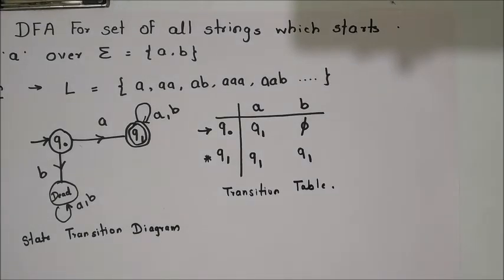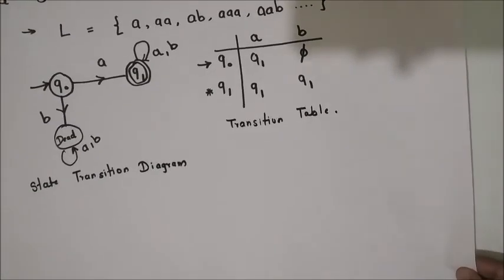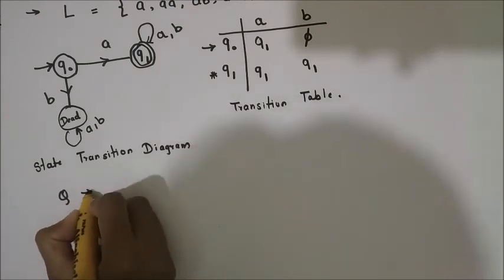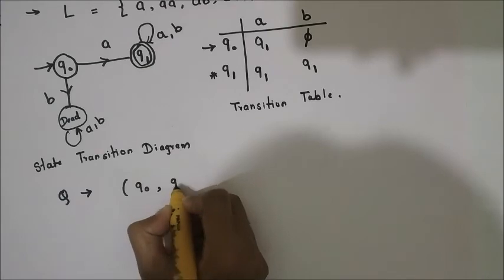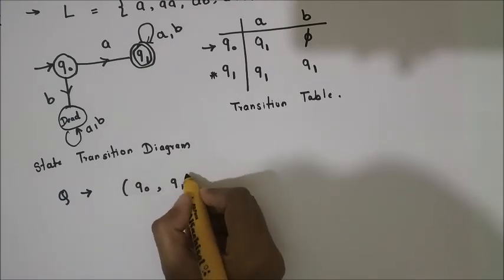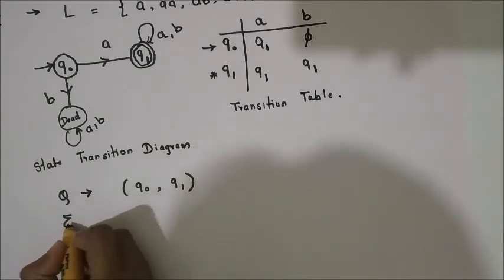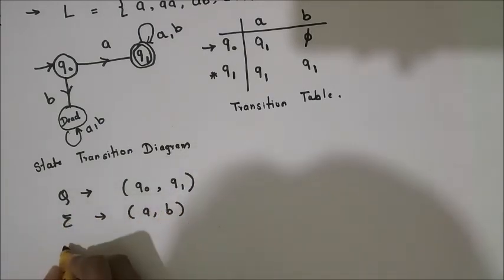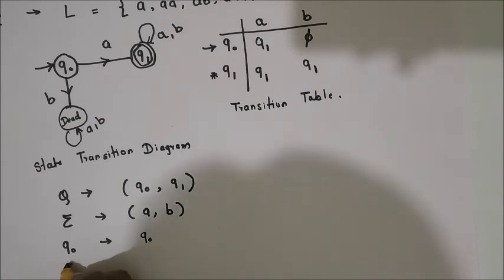So let's define this DFA using the 5 tuples. What are the 5 tuples? First is the set of states. What are the states here? Q0, Q1. These are the states. I am omitting the dead state. Now what about the input alphabet? There are two input alphabets, that is A and B. What about the initial state? Q0 is the initial state. Then what about the final state?